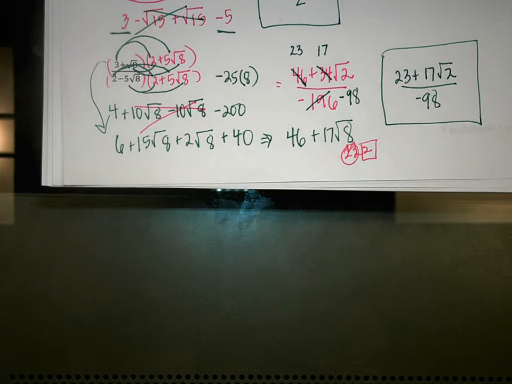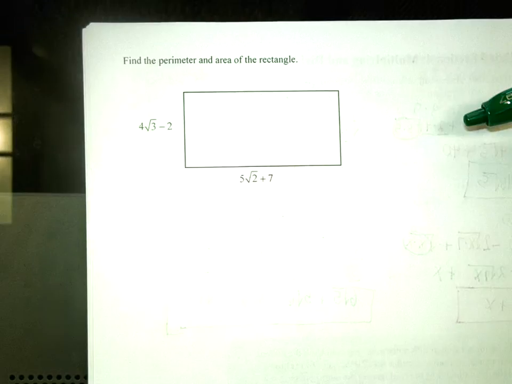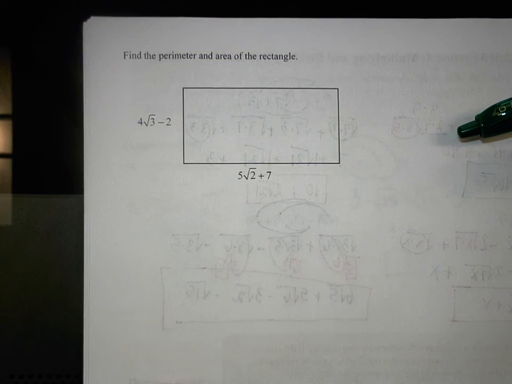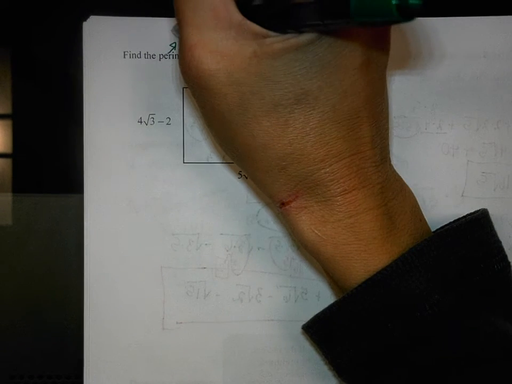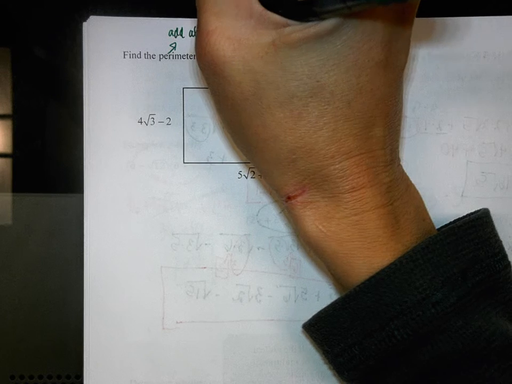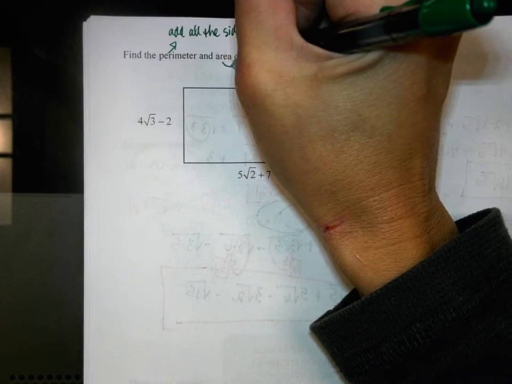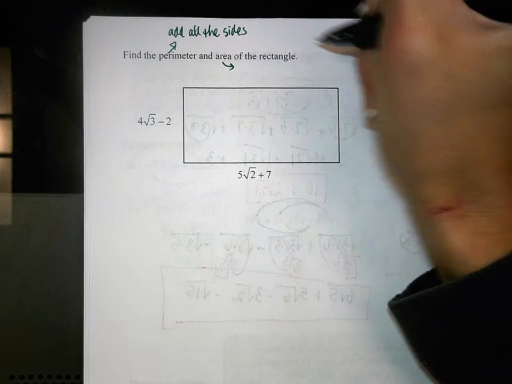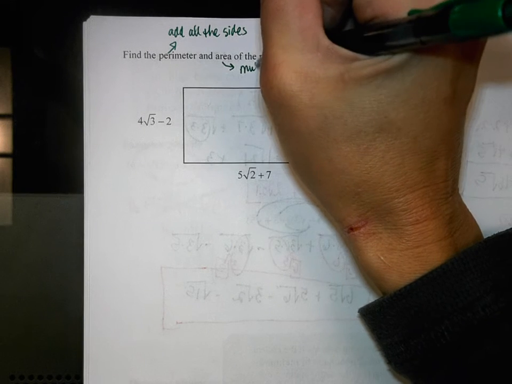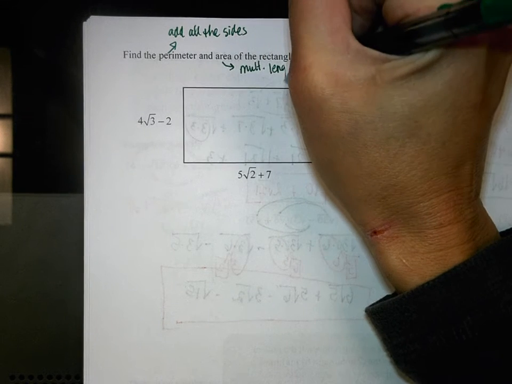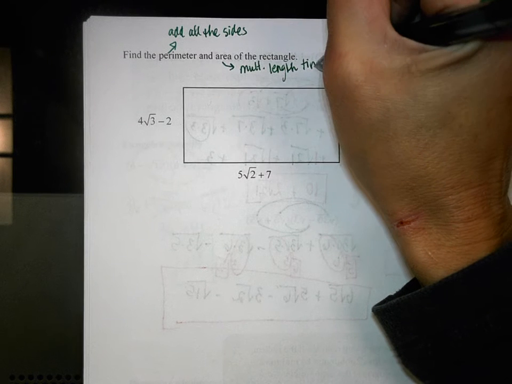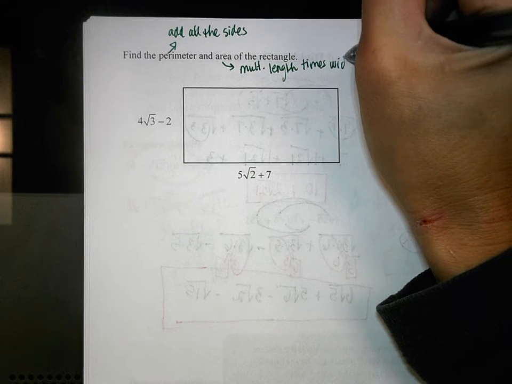Any questions? All right, so we have 2 problems to go. How do you find perimeter? Add all the sides. How do you find area? Multiply the length times the width. Okay, multiply length times width.